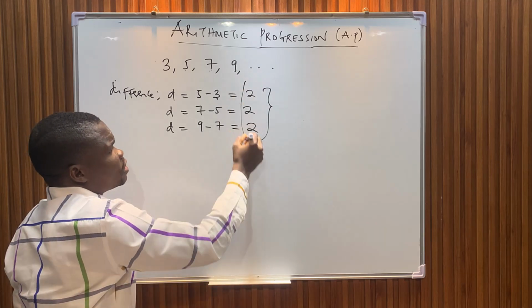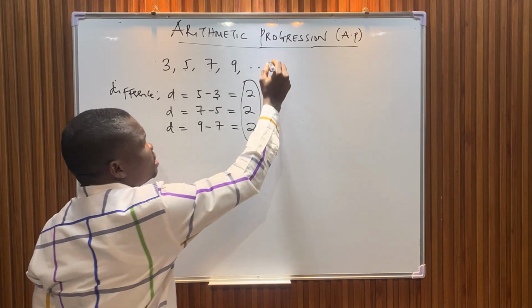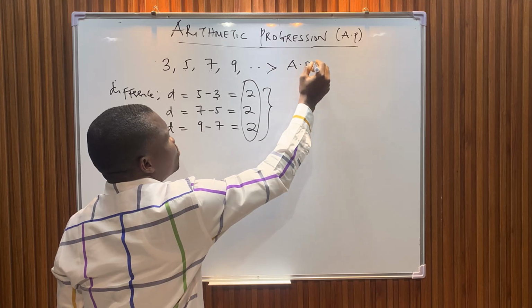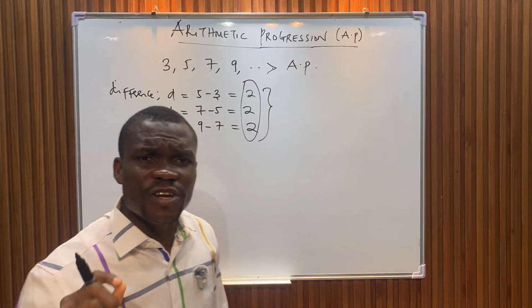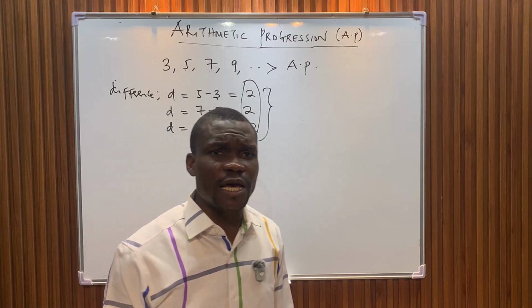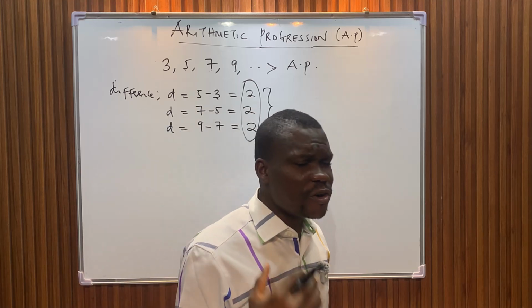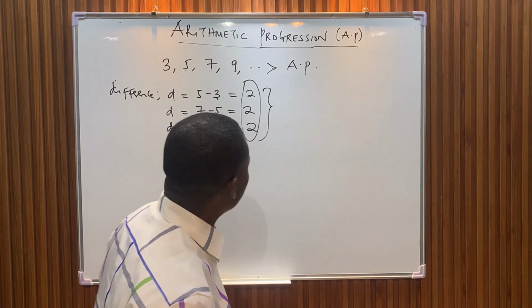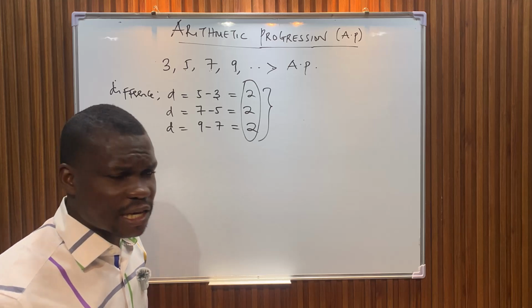So 2 is common among them. Therefore, this sequence is called an arithmetic progression, because we said that every sequence that has a common difference between each of the consecutive terms is called an arithmetic progression.